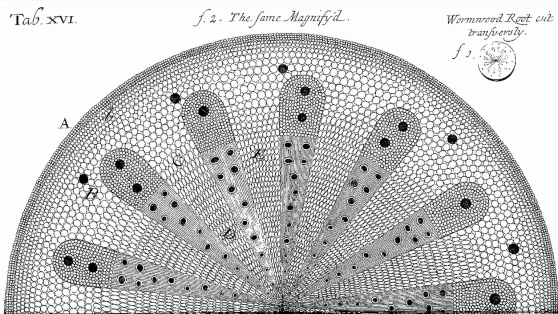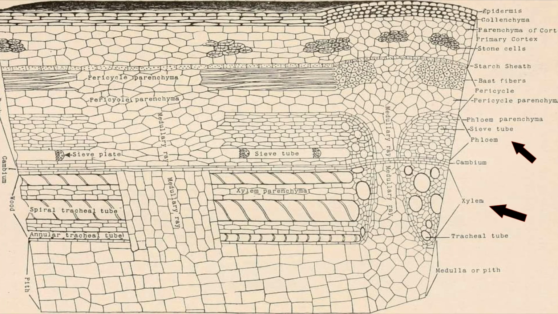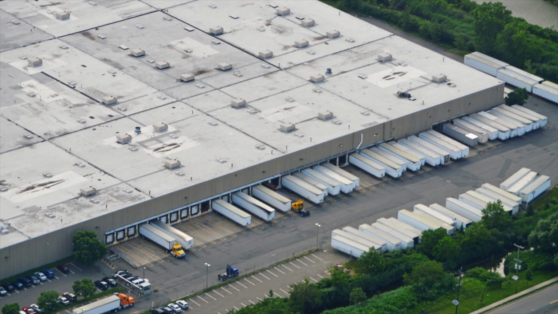The node is also where the plant's vascular system connects between the main stem and leaf or root growth. So the two types of vascular tissue, xylem for water and phloem for nutrients, connect with roots and leaves at the node to give them what they need to grow. It's basically a distribution center for plants.